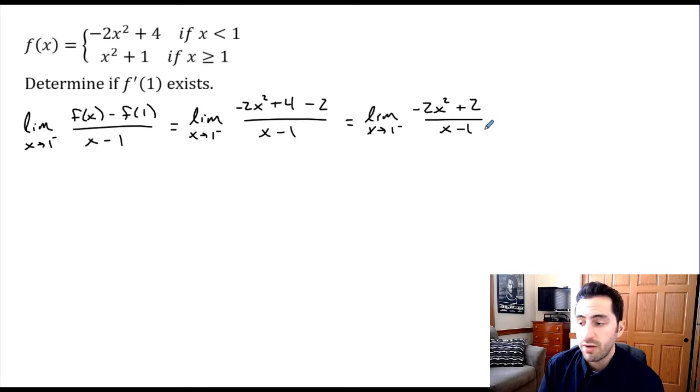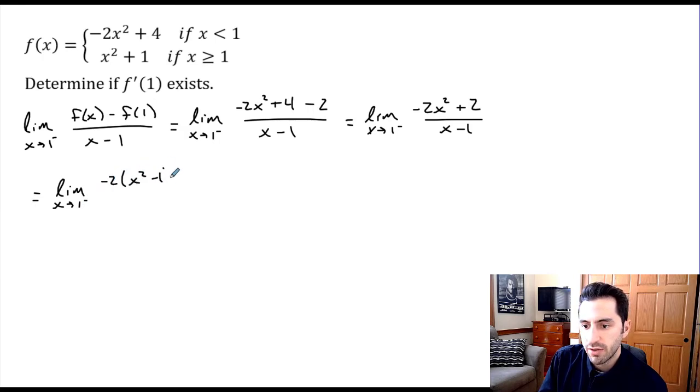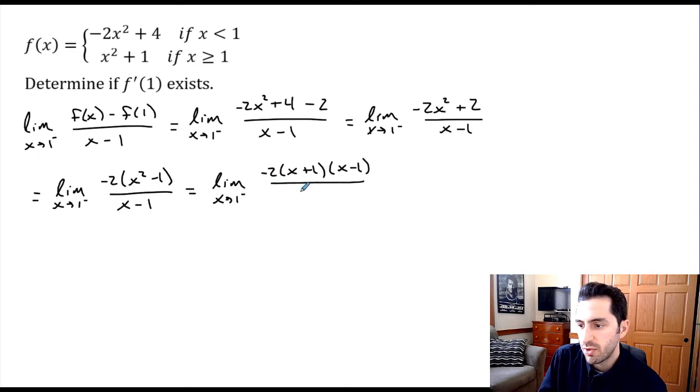All right, so now we want to evaluate this. I cannot just plug in 1, so we're going to have to simplify a little bit. In the numerator, we can factor out a negative 2. So let's do that. We have our limit, and factoring out a negative 2, we're left with x squared minus 1. So we're left with the difference of perfect squares, which can be factored. So if I continue factoring the numerator, we end up with negative 2 times x plus 1 times x minus 1, and this is all over x minus 1.